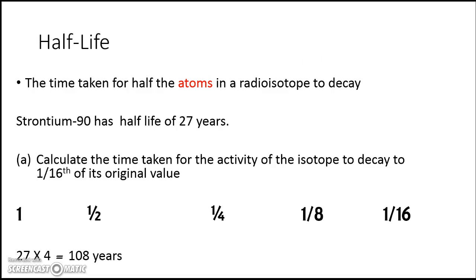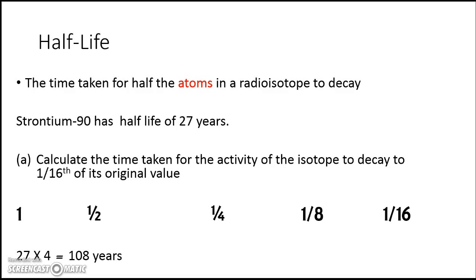Half-life. Half-life is the time taken for half the atoms in a radioisotope to decay. So we'll look at the example below. Strontium-90 has a half-life of 27 years. A. Calculate the time taken for the activity of the isotope to decay to 1/16 of its original value.